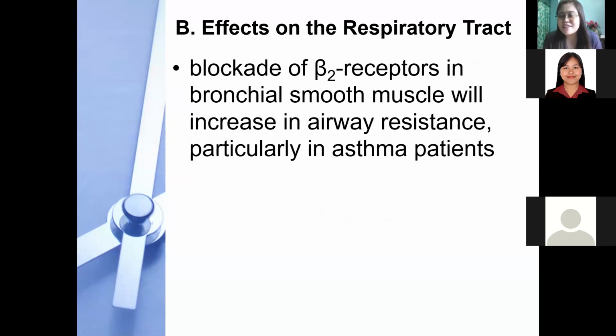Next, effects on the respiratory tract. This is true for those na non-selective ha. So where is the major location of our beta 2 receptors? Kung beta 1 is in the heart, beta 2 is in the bronchioles or sa lungs. So, kung mag-stimulate ka og beta 2 receptor, supposedly bronchodilation na siya. But if we block it, it will cause bronchoconstriction.